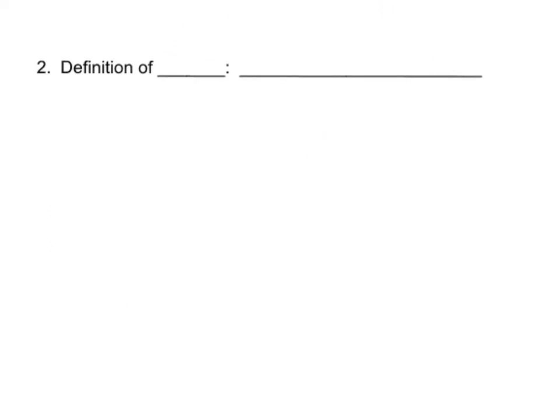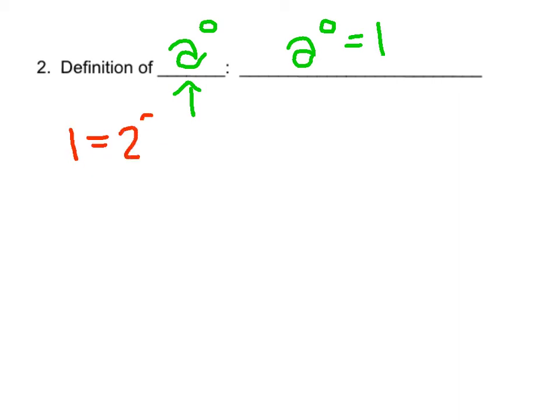For our second definition, we have the following. Given a non-zero real number, any number that's raised to the power of 0 is equal to 1. If you look back to the pattern in the previous definition, we had 1 is equal to 2 to the power of 0. Now, one of the more common mistakes is that people assume that this equals 0, which is incorrect.